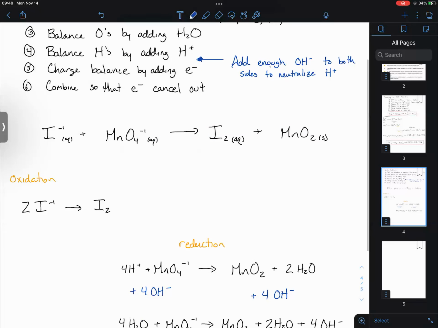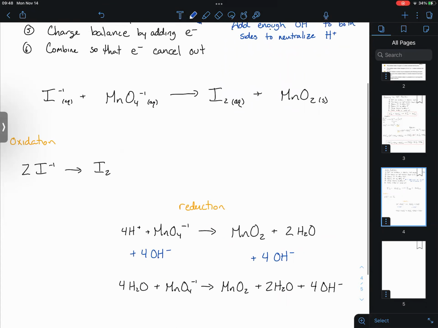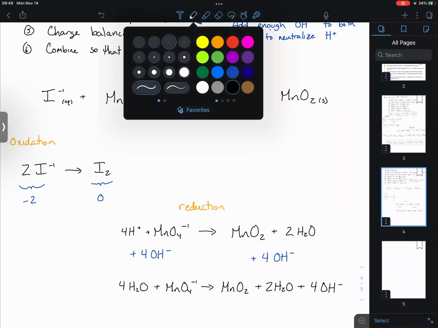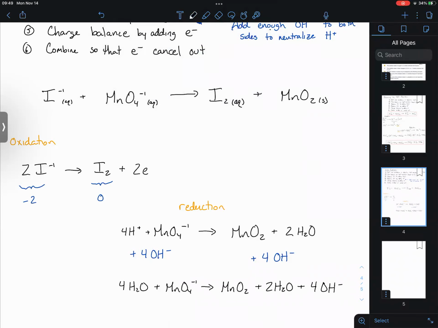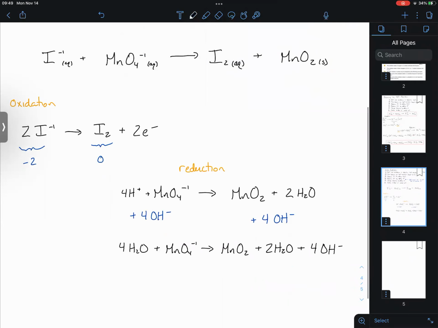All right, so now I want everybody to take a minute and charge balance these half reactions. What's my net charge over here compared to my net charge over here? And how am I going to add electrons to charge balance all that? So this is -2, this is 0. So I'm going to need to add 2 electrons over here.